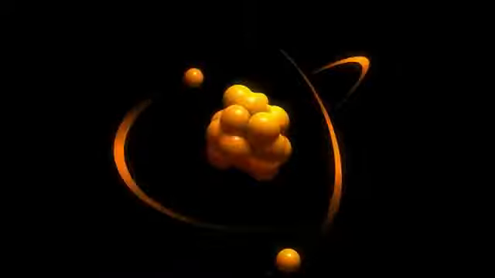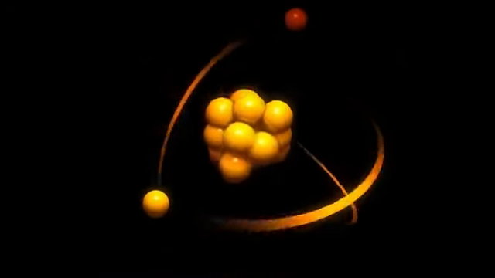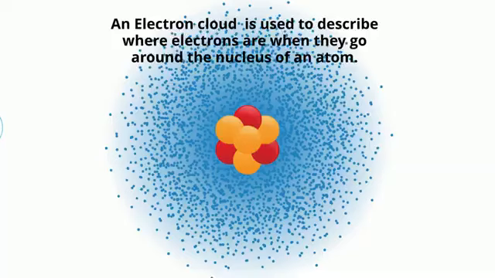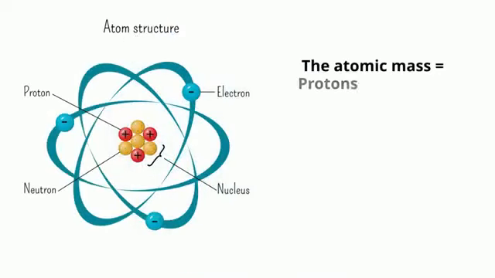Orbiting the nucleus of an atom is a cloud of negatively charged particles called electrons. The electrons are much smaller in mass than the protons and neutrons. The mass of an atom is based on the sum of the mass of the protons and the neutrons.